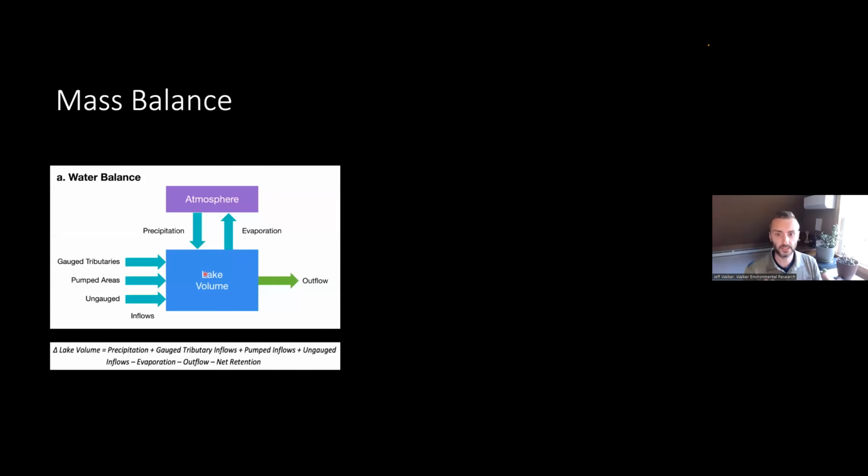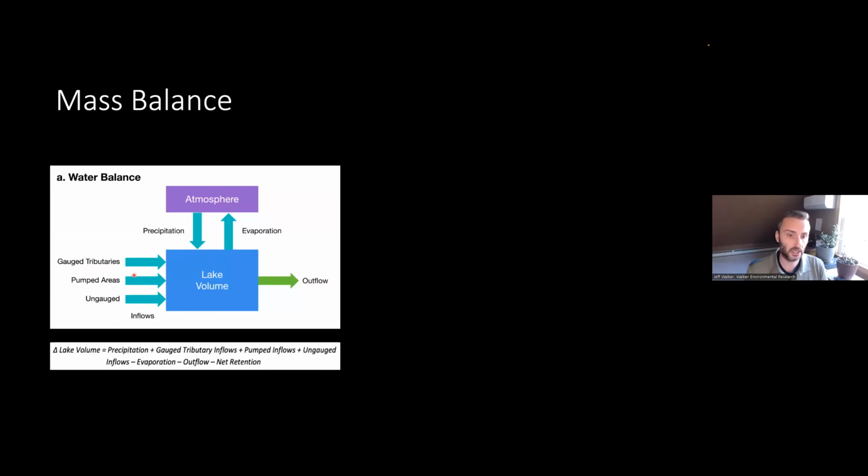So let's talk about mass balance in general. The goal here is to create an accounting of all the inflows and outflows of the lake. So for the water balance, we've got a series of different types of inflows. We've got gauged tributaries, which are the Williamson, the Wood, and the 7 Mile, which all have a streamflow gauge on them. So we know how much flow is going into the lake from those.